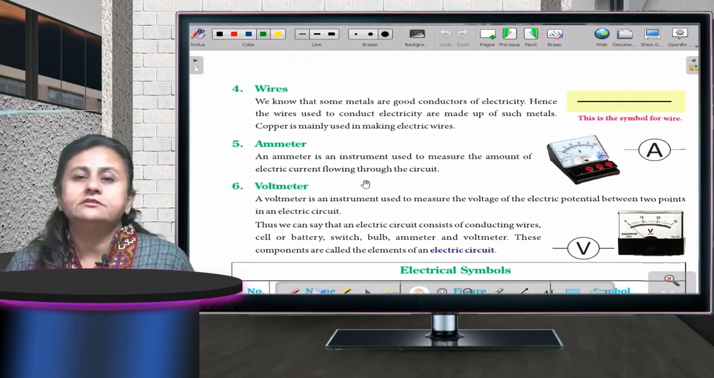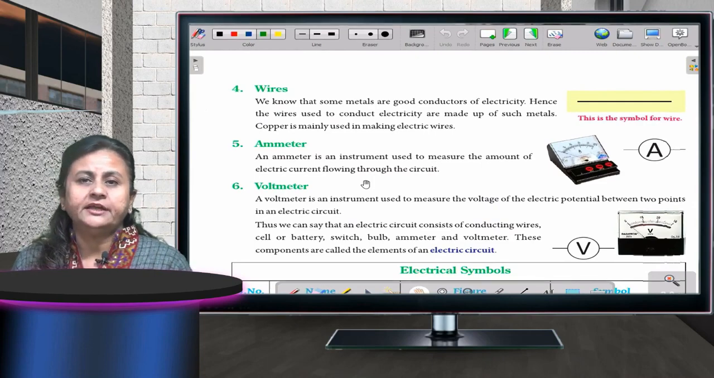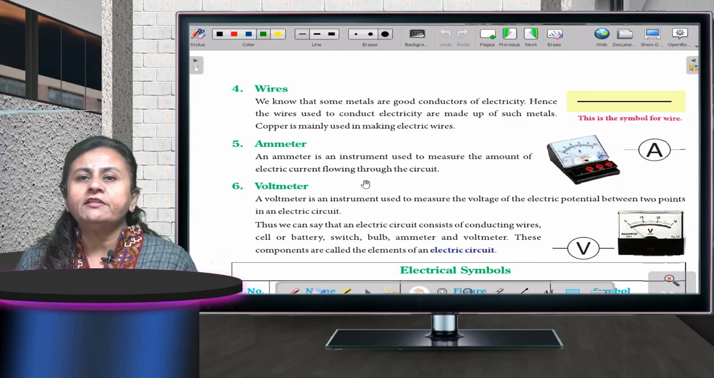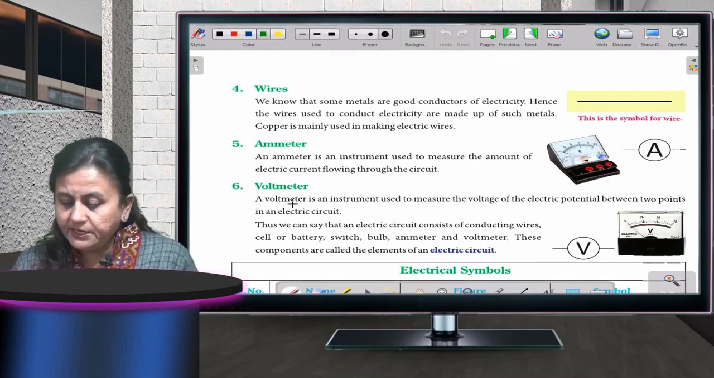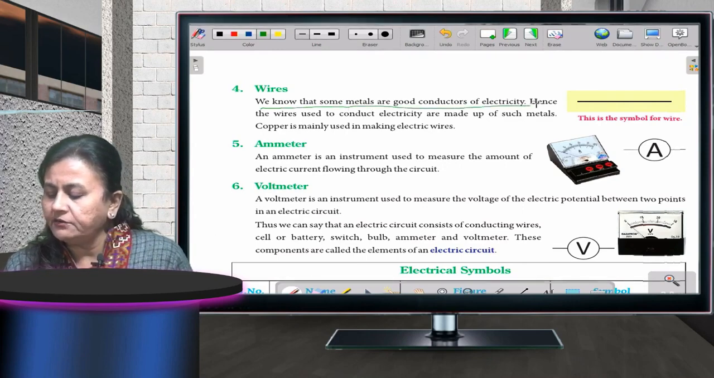Okay, wires have a very important role. Whatever electricity is running, it is running through the wires only. Wires are always made up of good conductors of heat and electricity. Children, we know some metals that are good conductors of heat and electricity. Hence, the wires used to conduct electricity are made up of such metals.